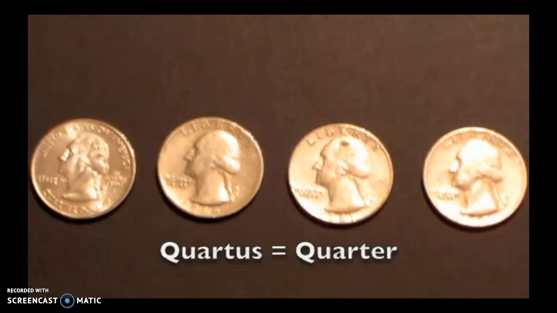Annus is the Latin root meaning year. You can find the root annus in the English word annual, such as an annual or yearly calendar. Centum is Latin for 100. Notice how the word centimeter contains the root centum? There are 100 centimeters in a meter.